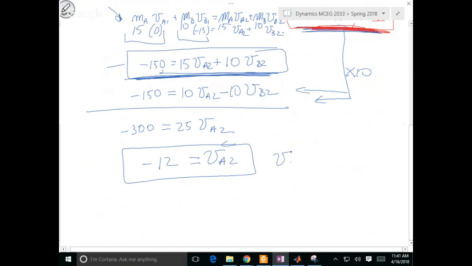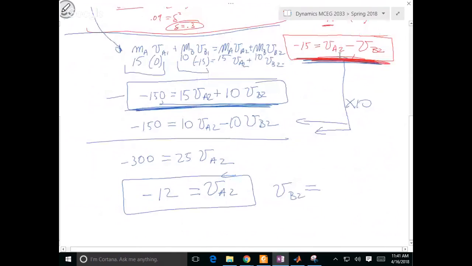But VB2 is not going to be that. If you look back at this equation, this is probably the easiest one to do. VB2 is going to be equal to 15, move that over, plus VA2. So what is 15 and minus 12? Is that 3?